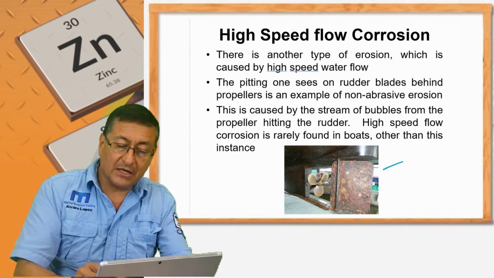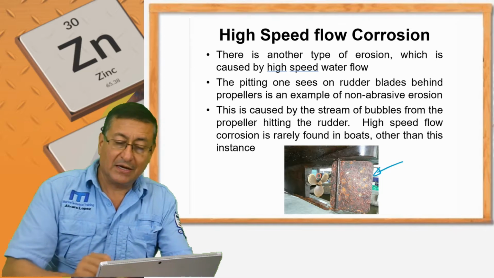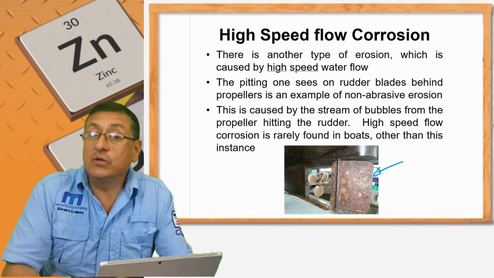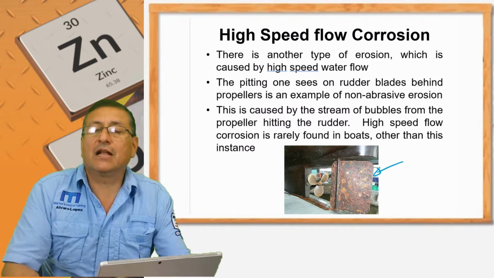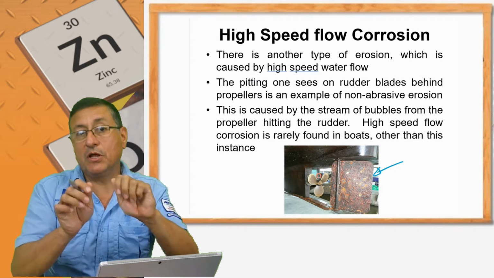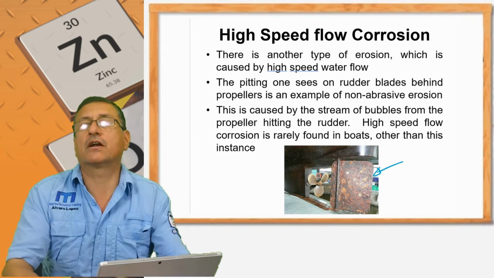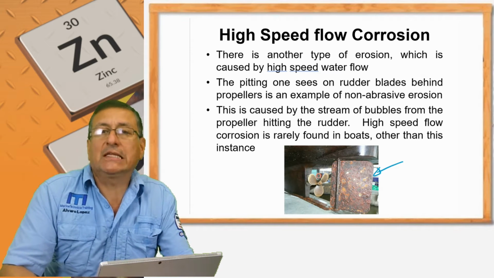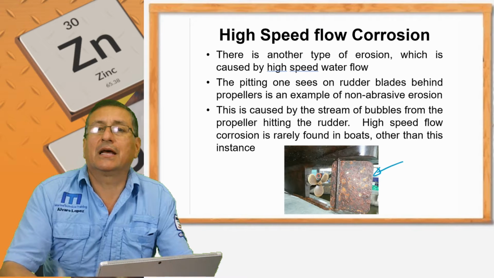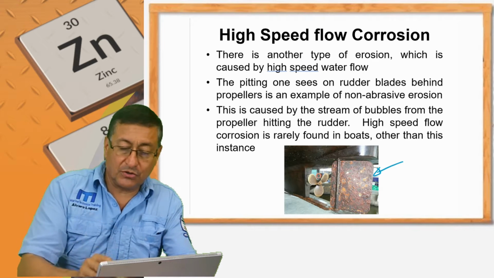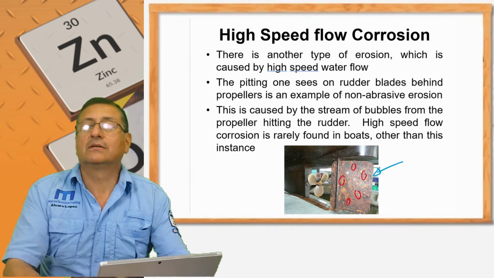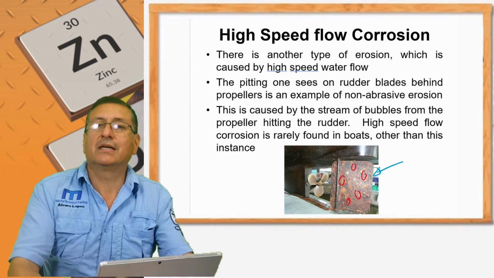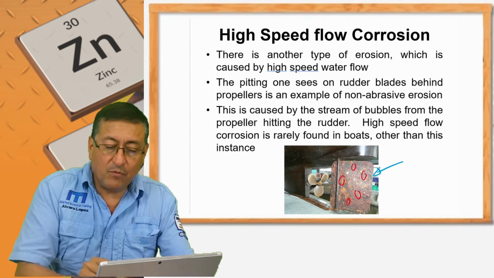Look at this rudder in this particular example. It's completely eroded, but it's basically pitting corrosion. It's a lot of bubbles that explode against the blade of the rudder, similar to cavitation, and produce that pitting corrosion in different areas. You see those holes of eroded material.